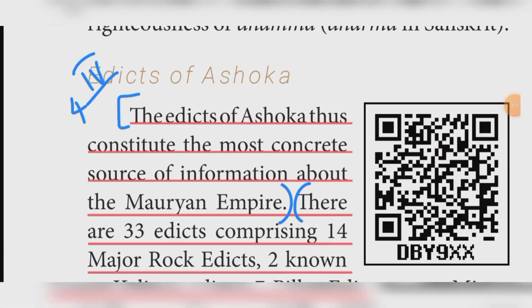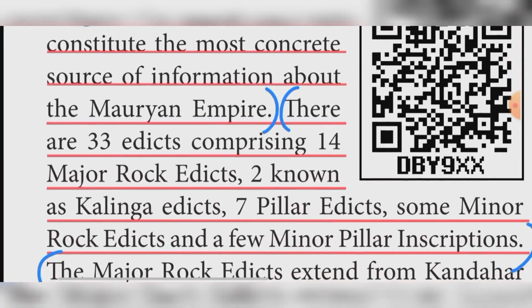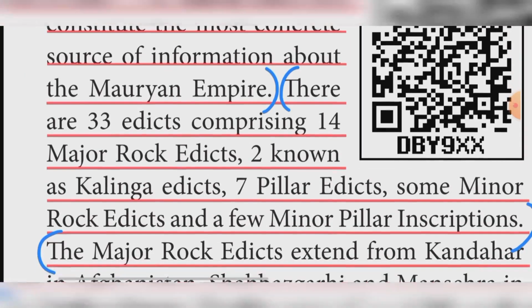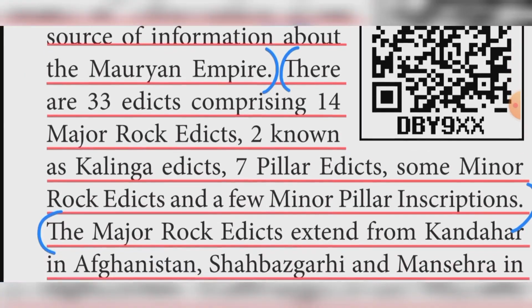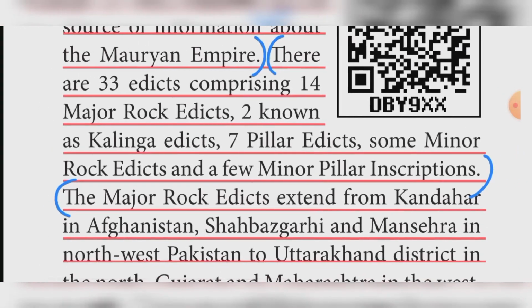The edicts of Asoka thus constitute the most concrete source of information about the Mauryan Empire. There are 33 edicts comprising 14 major rock edicts, two known as Kalinga edicts, two pillar edicts, some minor rock edicts and a few minor pillar inscriptions.